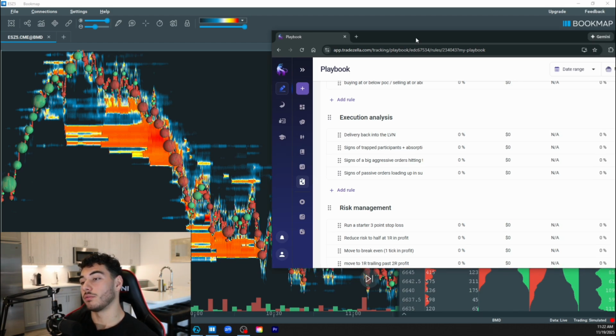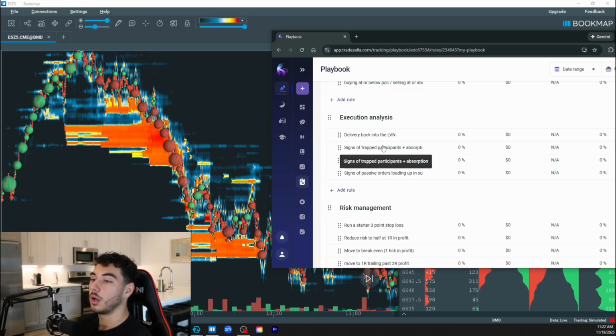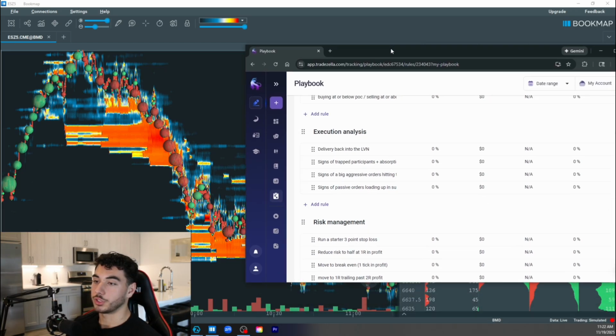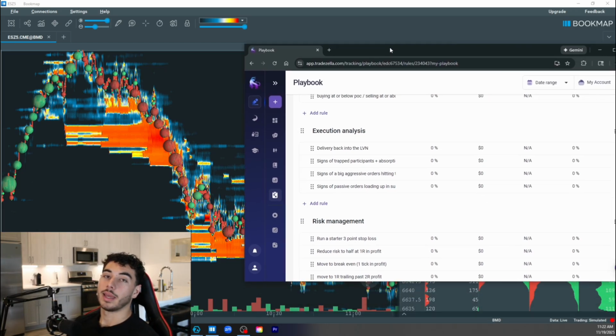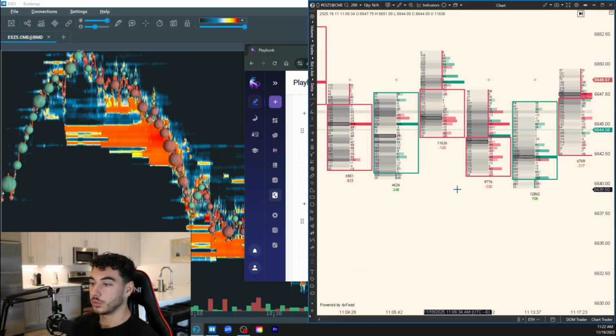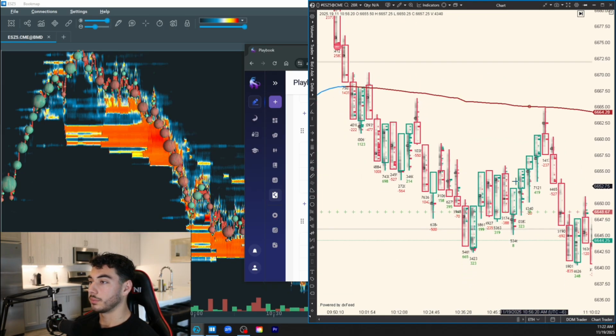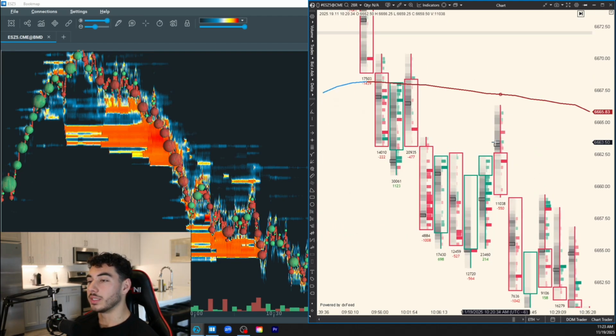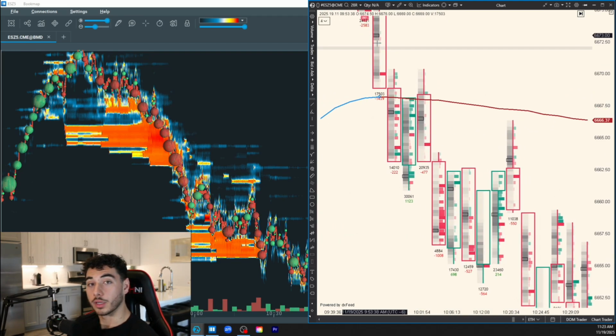And then you want to see signs of trapped participants plus absorption. So signs of trapped participants would be here and here, and also that big positive delta would show me that we are feeding a trapped area. And so we can even use this footprint chart to see at these, specifically if you wanted to take this trade, like at these 65s here, and you could see here we did use the VWAP. So you waited for the clearance below the VWAP, and then you were trading in the direction of the VWAP. So I was trading below the VWAP while it's red, getting short.